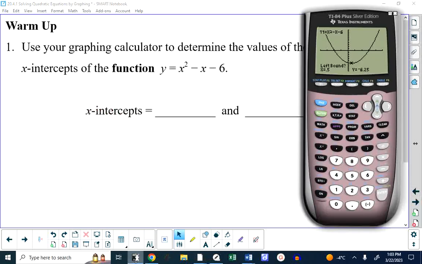But you go to your calculate menu, you choose 0, you scroll, or you enter a value. I'll put -3 for x that's to the left of the x-intercept of interest. You then hit enter and put in or scroll to an x value that's to the right, and then you hit enter a third time, and it tells you what it is. So definitely an x-intercept of -2.